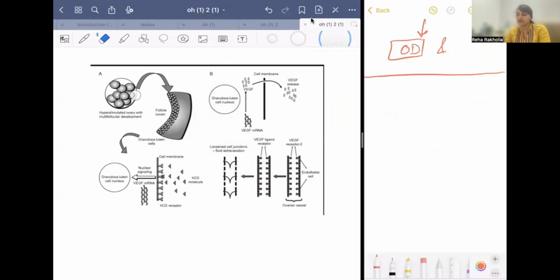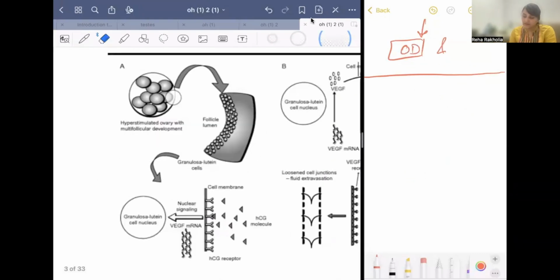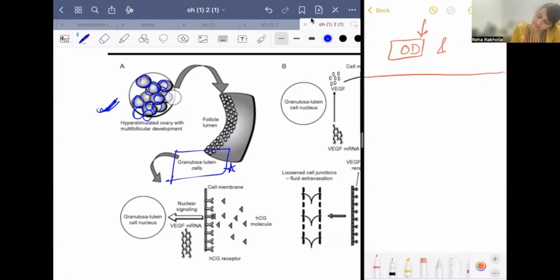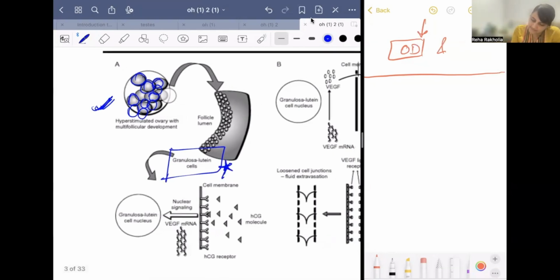The first section will talk about granulosa cells and VEGF production. The ovaries become hyperstimulated, leading to multifollicular development. See, multiple follicles are developing. Inside the follicle, granulosa lutein cells are present, which have HCG receptors on their surface. This is the HCG receptor.